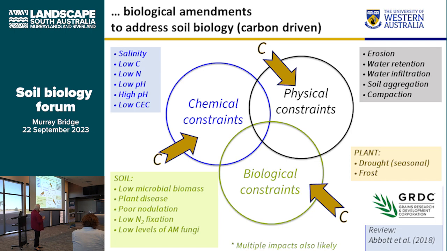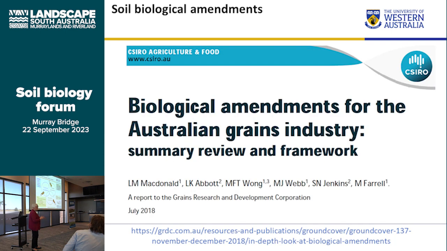But in this review, we looked at how soil amendments influenced chemical constraints, physical constraints, and biological constraints. And some of these inputs had impacts on all three or more than one. So there are complex interactions when you add soil biological amendments to soil. And in some situations that can be done, but in broadacre cropping, that's obviously less likely.